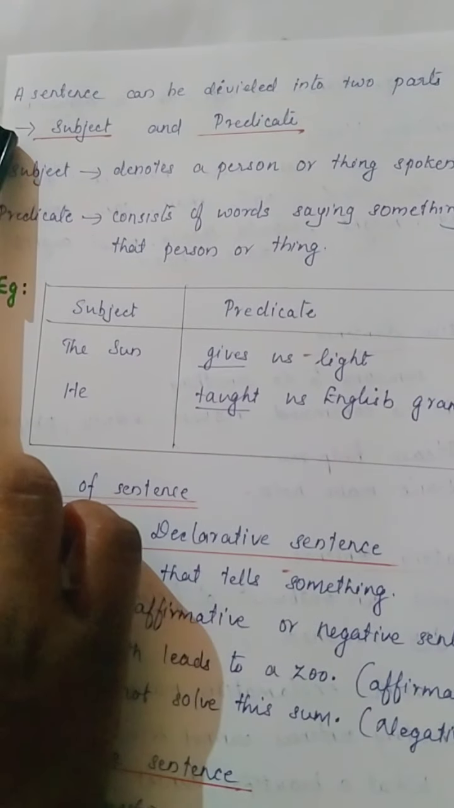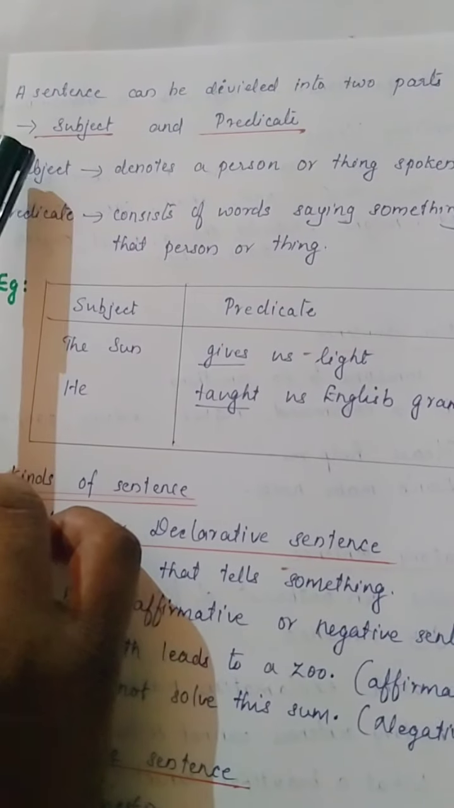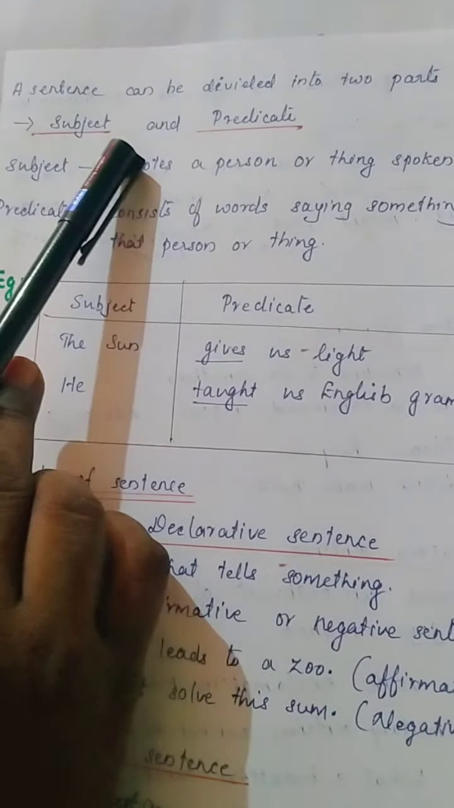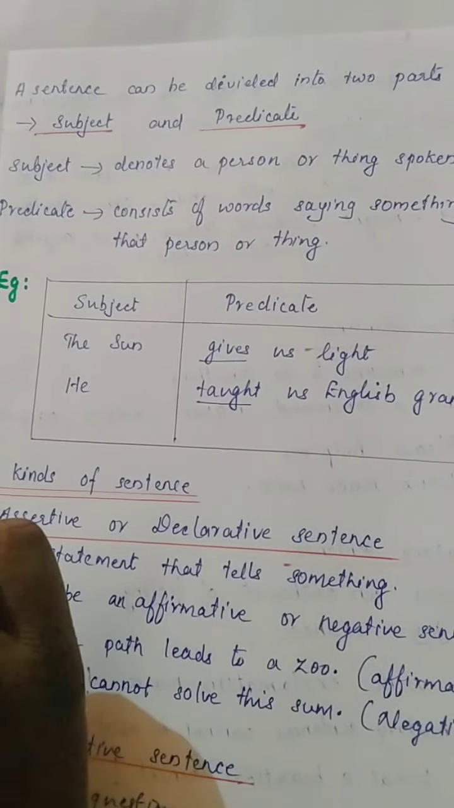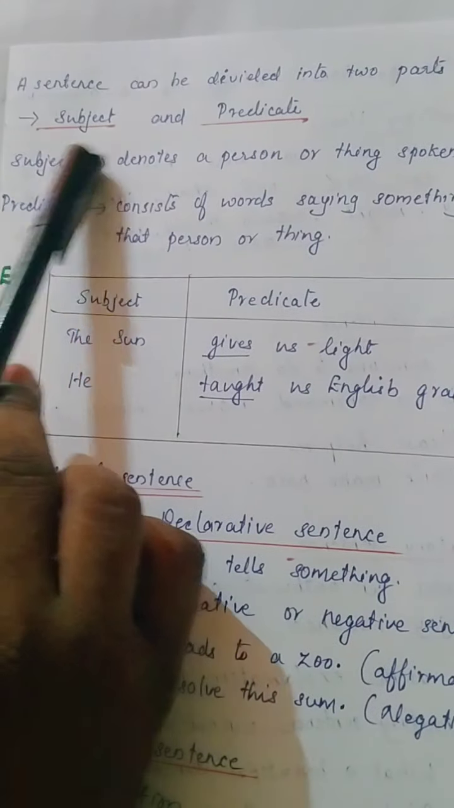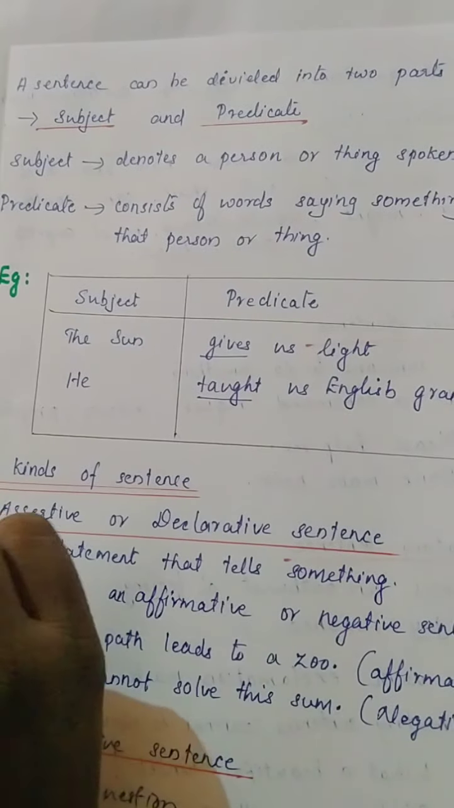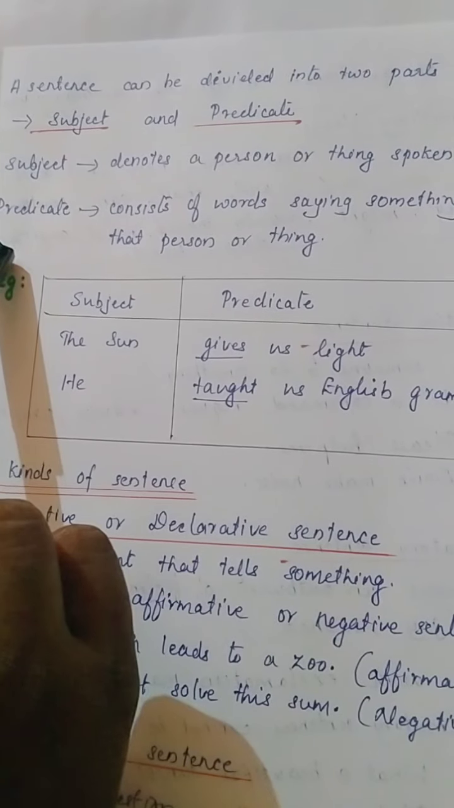A sentence can be divided into two parts. They are subject and predicate. We can divide one sentence into two: subject and predicate. Do you know what is subject and what is predicate?